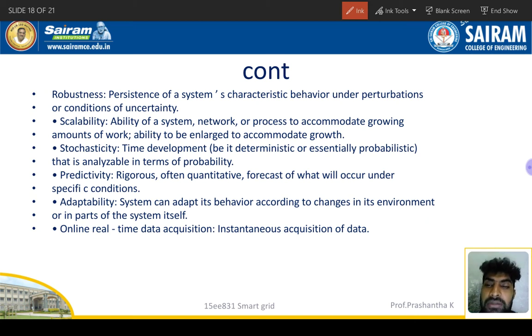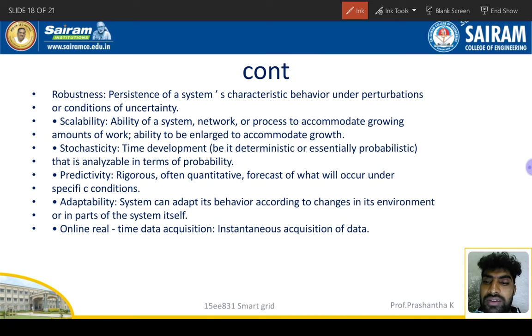Next, scalability: the ability of the system, network, or process to accommodate a growing amount of work, the ability to be enlarged and accommodate growth. On scalability, I mean ability to scale: suppose starting at 5 percent, 10 percent, 20 percent, 30 percent, it must keep increasing, right? Then only the smart grid is applicable here.